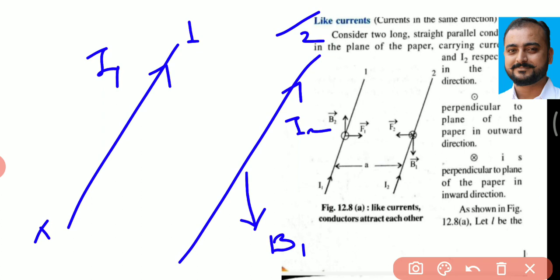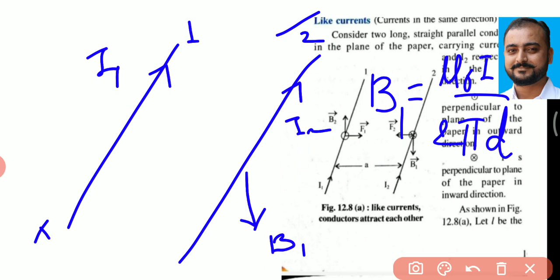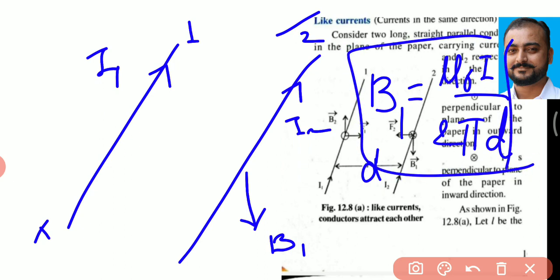Now, what is the magnitude of this one? The magnitude is simple. B1 is equal to mu 0 I divided by 2 pi d, where d is the distance. Here it is represented as a, but we consider it as d. This figure is only for reference. So B1 is equal to mu 0 I divided by 2 pi d. This must be the value of this magnetic field, that is the magnitude of magnetic field experienced by conductor 2 due to conductor 1.